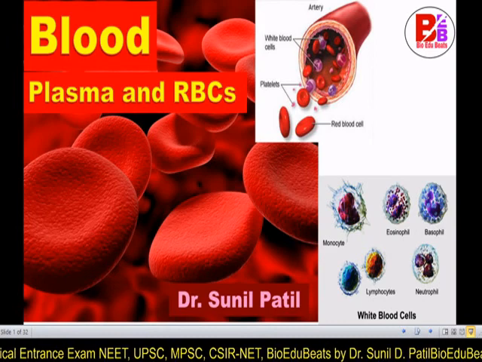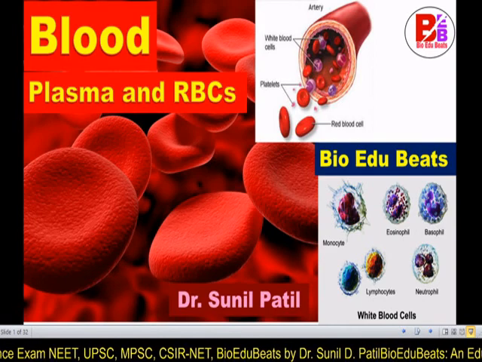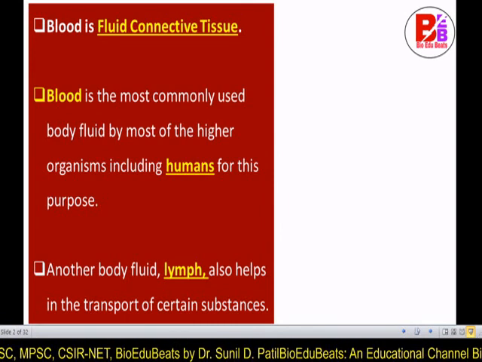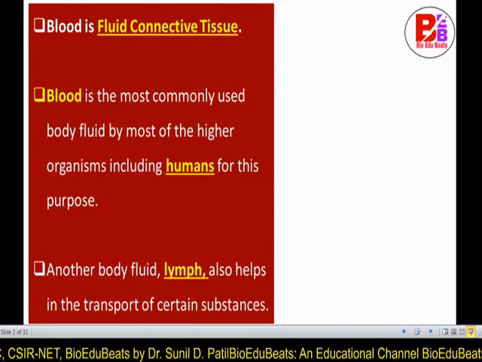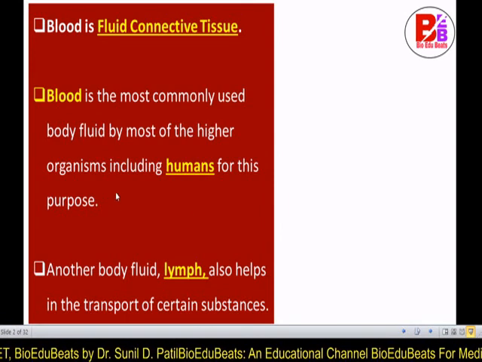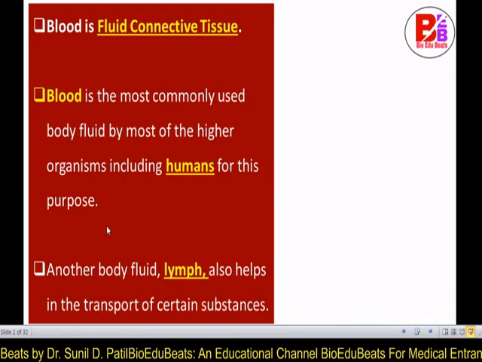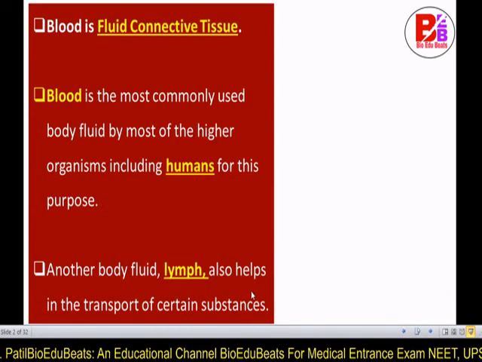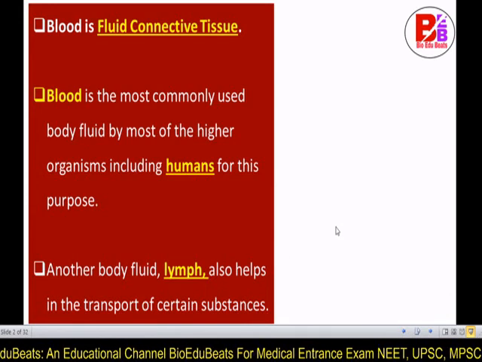Then let's move to the blood. Blood is fluid connective tissue. Blood is the most commonly used body fluid by most of the higher organisms, including human, for this purpose. Another body fluid, lymph, also helps in the transport of certain substances.